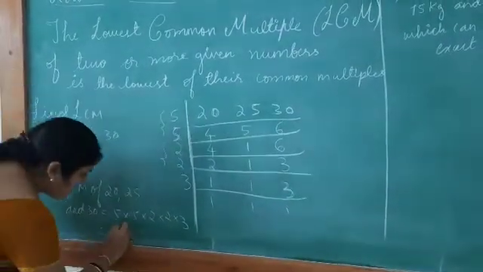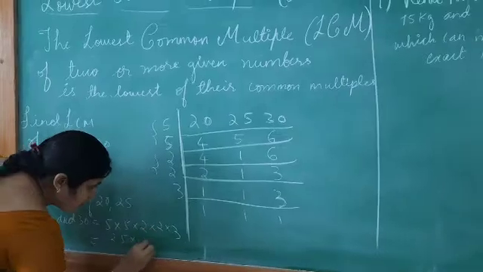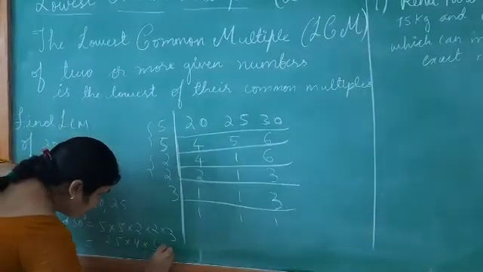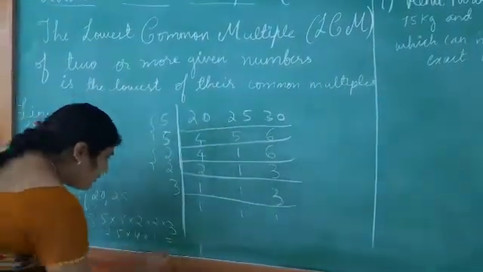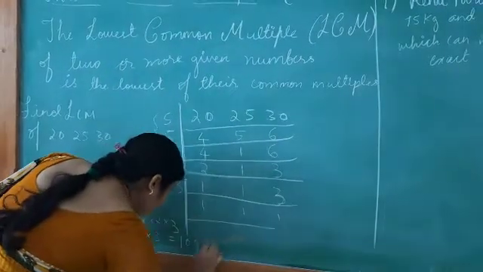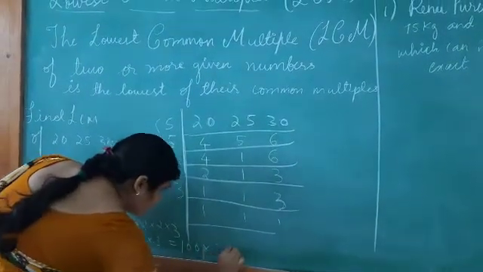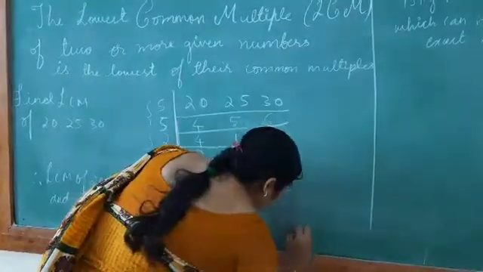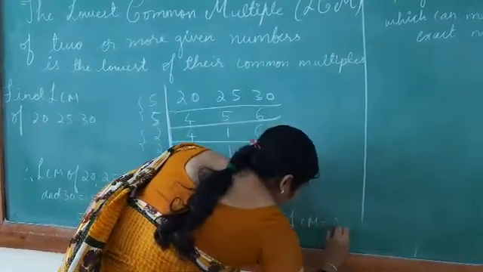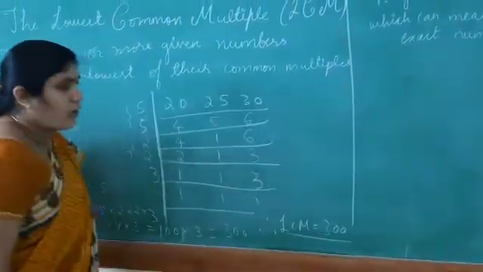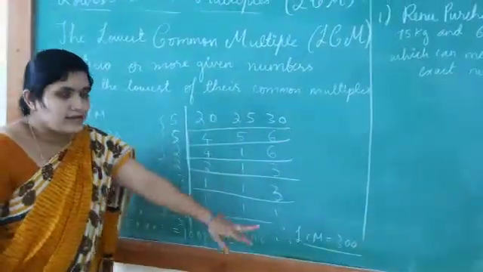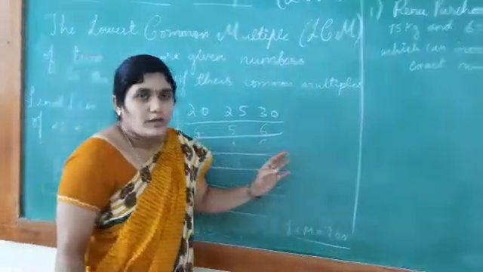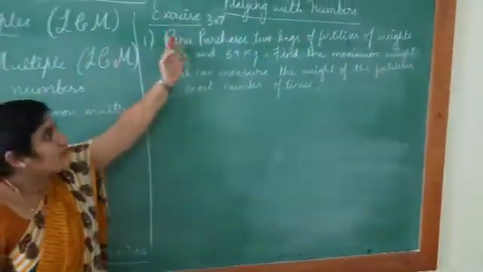5 5s are 25, into 2 2s are 4, into 3. Now 25 into 4 is 100, into 3, which is 300. Therefore, LCM is 300. So, the least common multiple of these three numbers is 300. Now, let me move on to exercise 3.7.